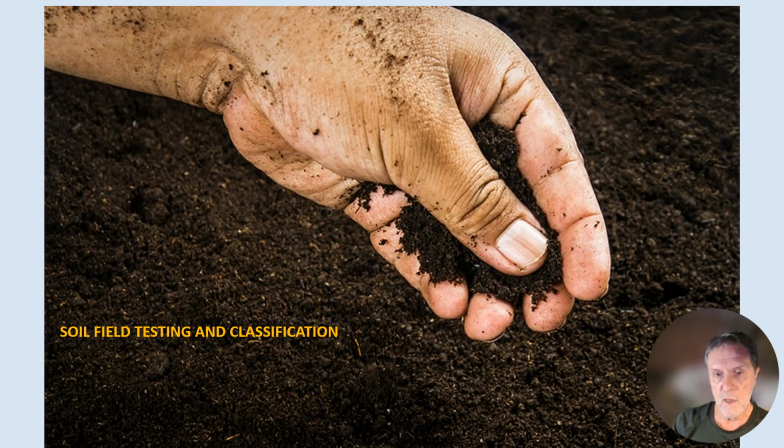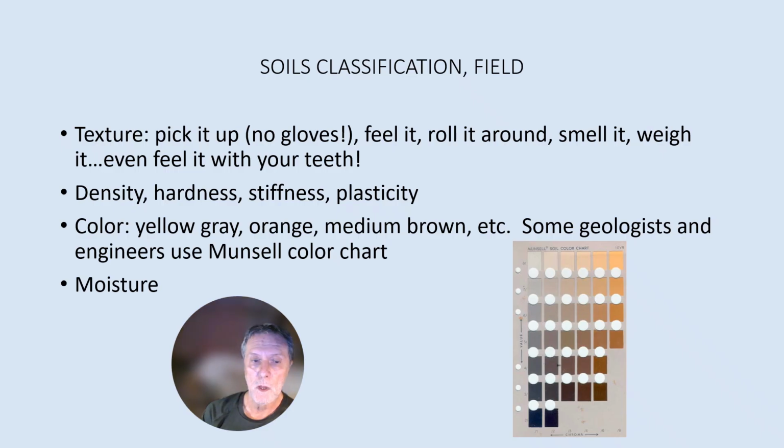Here's a photo showing, that's not my hand, but showing somebody's hand feeling the soil. You can get quite a bit of information when you're out in the field and you're just looking at the soil, picking up a handful, rolling it around in your hand, seeing how wet it is, seeing whether it's a sandy soil and it's coarse or rough, or if it's a smooth, silky soil like a silt, or a sticky plastic soil like a clay. So you can do this in the field and you learn from experience what soil is what.